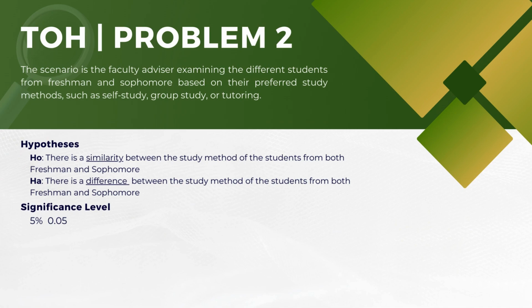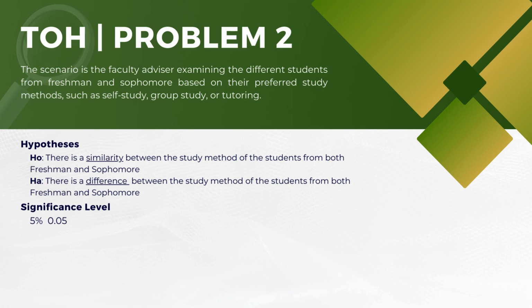For our test of homogeneity problem number 2, the scenario is the faculty advisor examining the different students from freshman to sophomore based on their preferred study methods, such as self-study, group study, or tutoring. For the hypothesis, first, there is a similarity between the study method of the students from both freshman and sophomore.